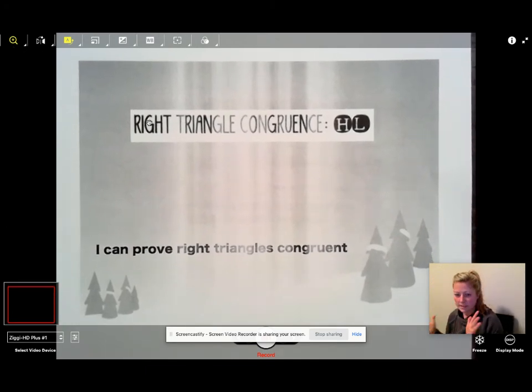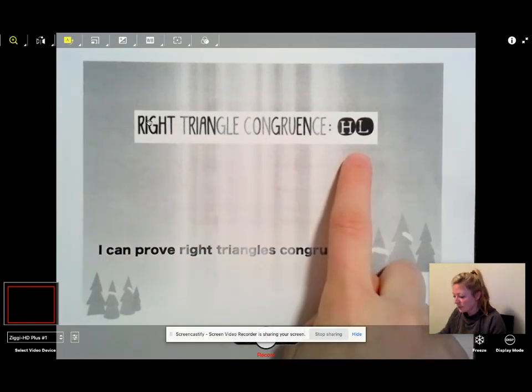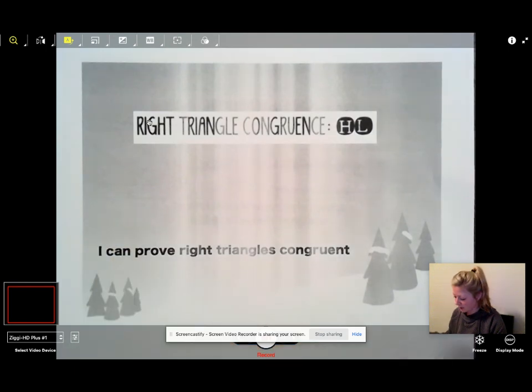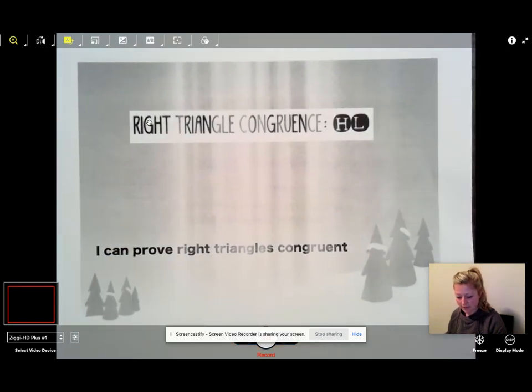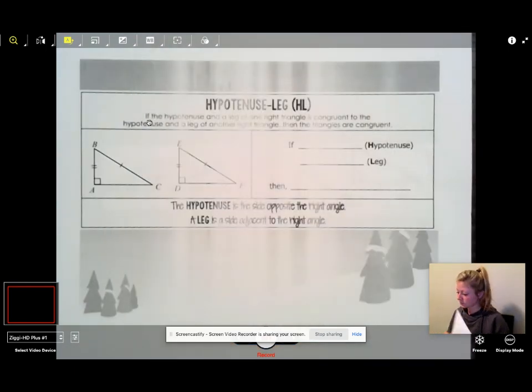Okay, so today is our last shortcut that you're going to learn for proving triangles congruent. It's called HL because it only works with right triangles. So let's see what this will look like.